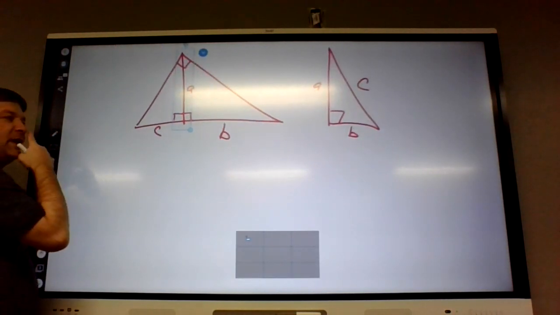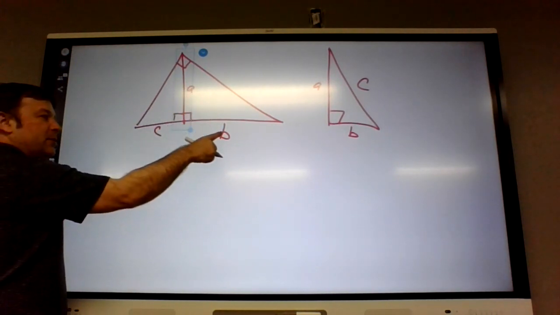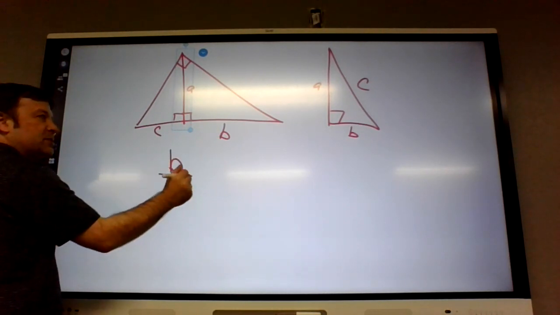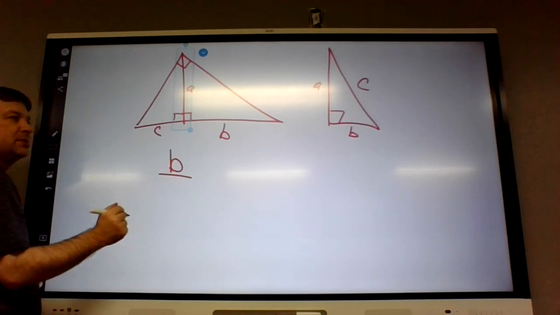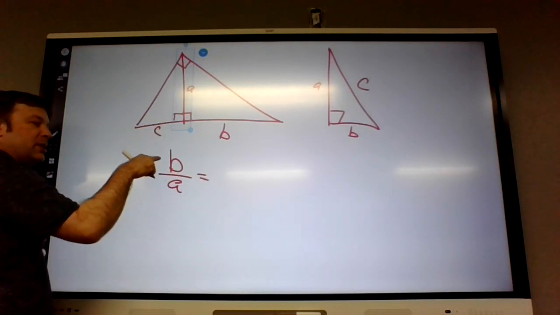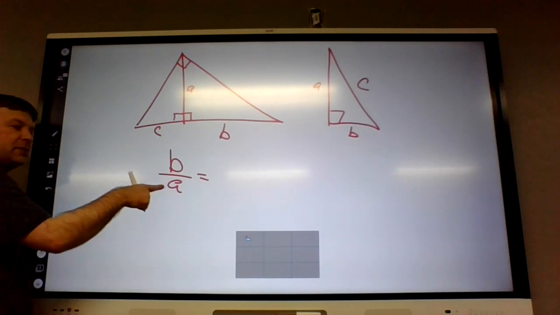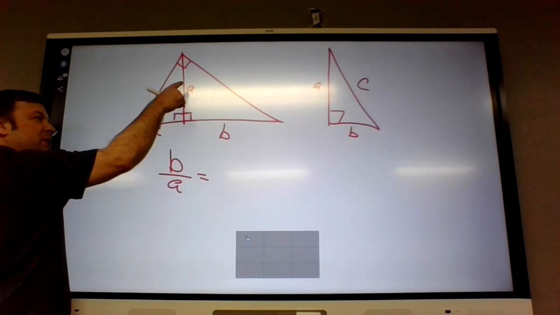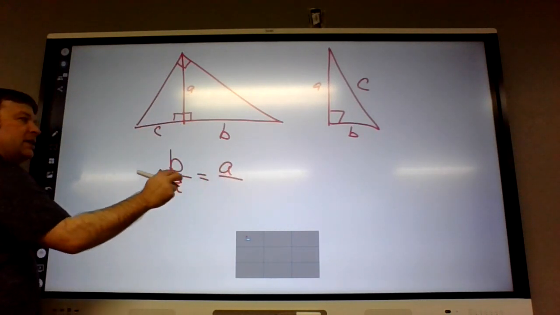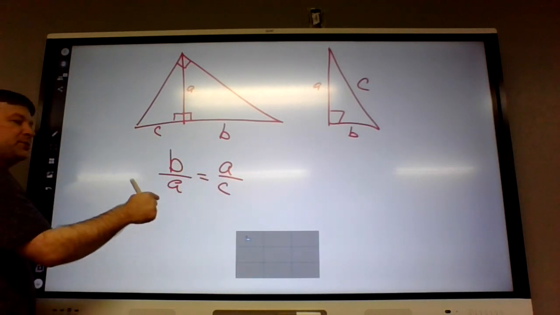Okay? So if I do a ratio, let's see what happens. If I go long leg on the medium triangle is B, what's the long leg on the small triangle? A. Okay, and then if I go short, so I went medium triangle to small triangle, medium triangle short leg would be A, and then small triangle short leg is C. So A kind of gets used twice.